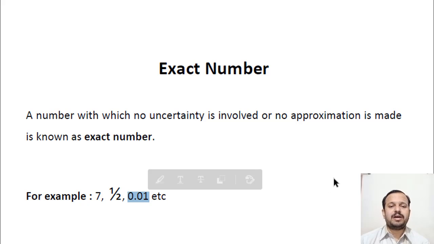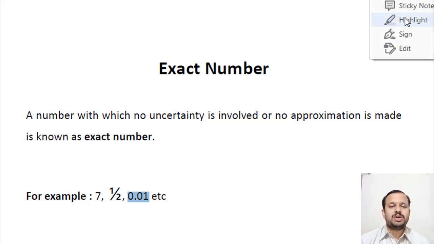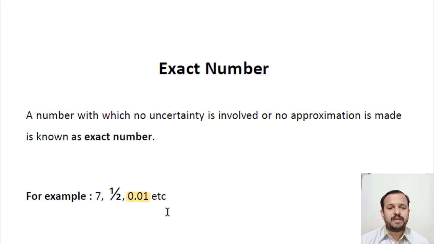is also an exact number because once again there is no uncertainty involved with this number. So likewise, we are going to define the exact number as the number with which no uncertainty is involved or no approximation is made in that number. So that type of number is known as the exact number. So examples are this type of number: 7, 1/2, 0.01, etc.